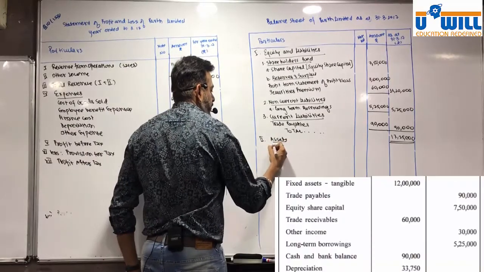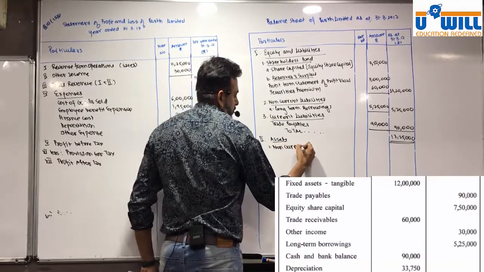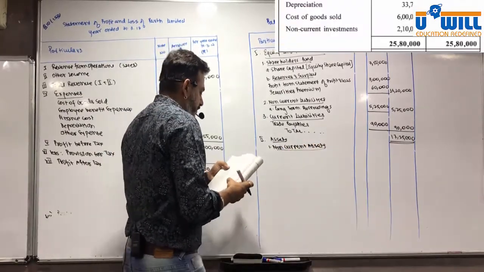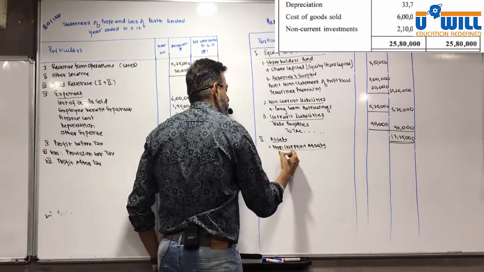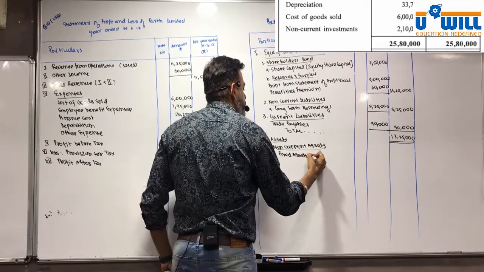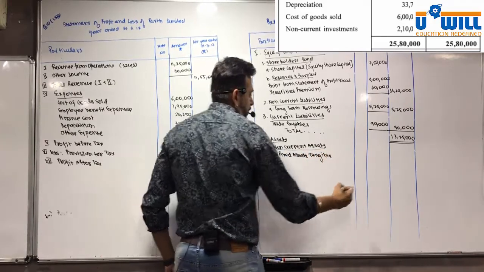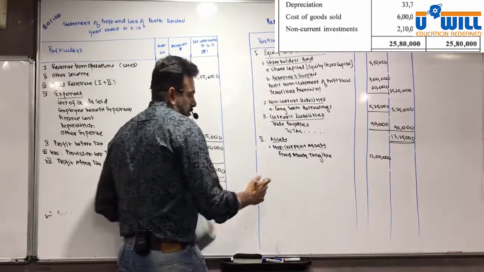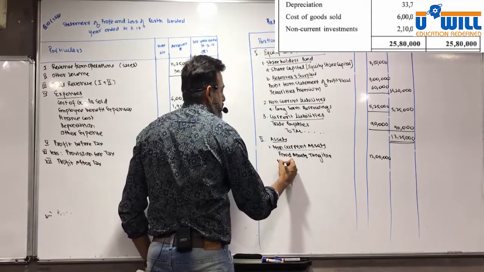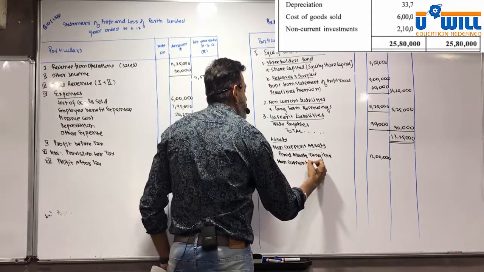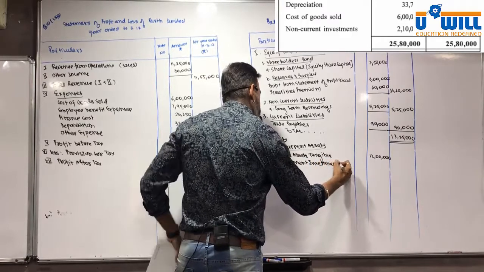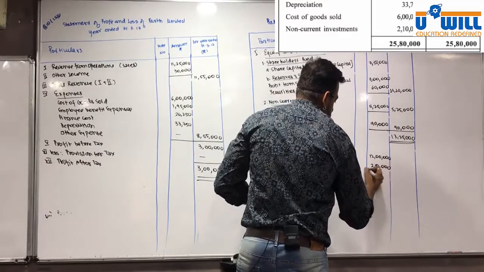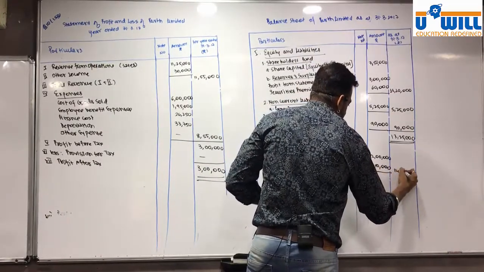Assets. First, non-current asset. Fixed asset tangible 12 lakh. Then non-current investments, $2,10,000. That's it. 14,10,000.